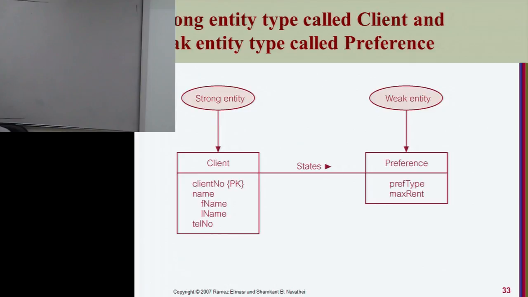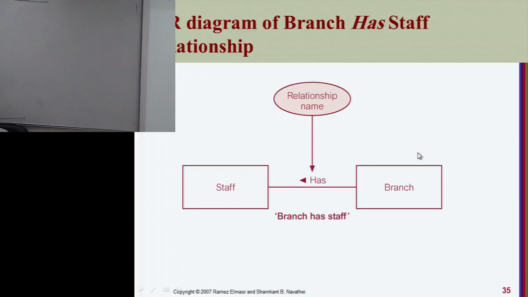This is the subject of today's lecture. Let me move to a simpler example. This example is good. We have a branch, and we have staff. And the branch has this set of staff, many staff. Or let's say it another way, a staff works for a branch. Every staff works for a specific branch. So how to represent this relationship?